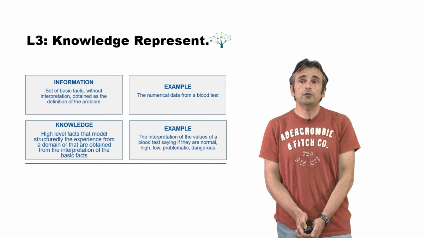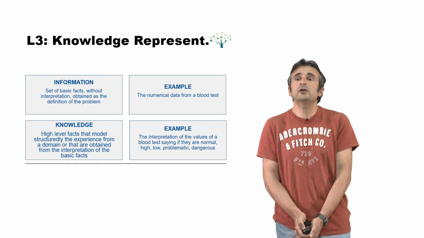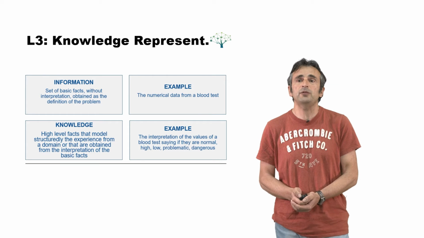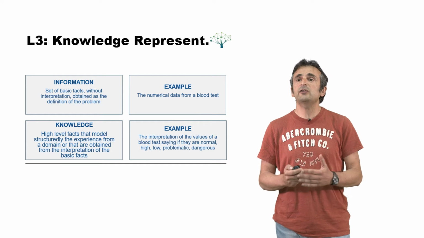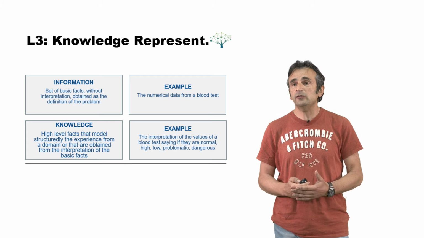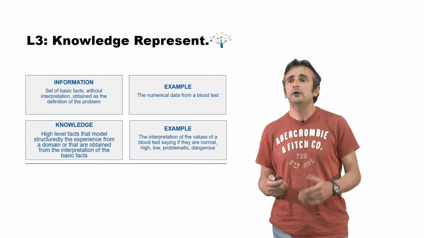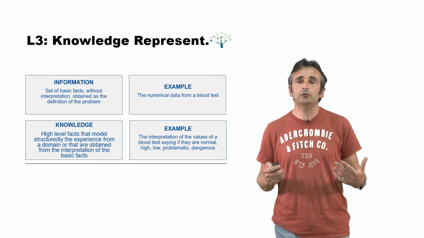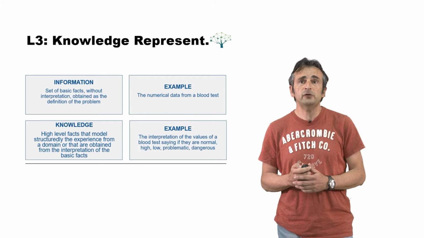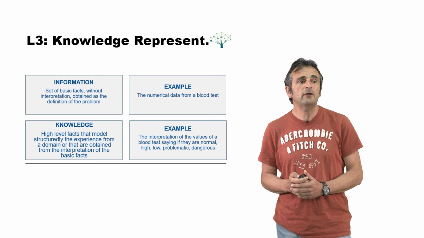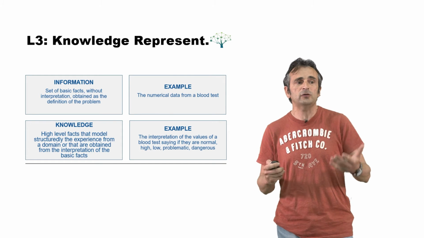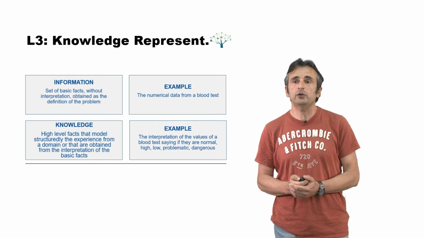In the third lesson, lesson 3, we will see how AI represents knowledge. First, we will clarify that knowledge and information is not the same thing. Information is a set of basic facts without any interpretation. However, knowledge is the interpretation of these basic facts, producing high-level and structured content. As an example, if you have information from blood tests, the data, this is information. If you discover rules, if you provide dependencies about these parameters, this is knowledge. Okay?